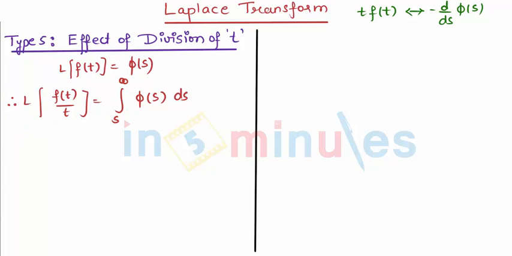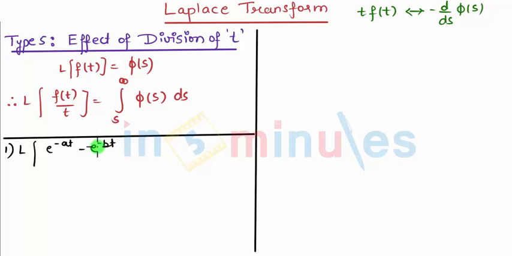Now I take an example. Let us say I need to find Laplace of e raised to minus at minus e raised to minus bt divided by t. Students, understand, the numerator is nothing but f of t, which I used to say as the original function, and the denominator is nothing but the effect.